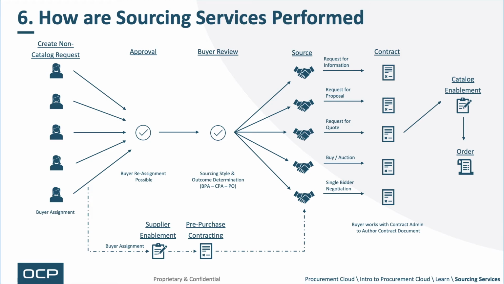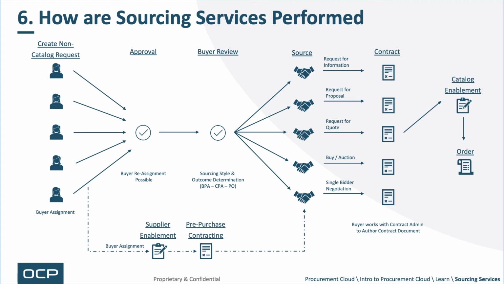And you see that on the far right, that the sourcing event or tool goes into a contract that then may or may not have some catalog enablement. So if we run a request for quote and we get some items that are goods, we may want to stick them in a catalog. So next time they don't have to be sourced, they could be self-service through catalog enablement and out to the order.